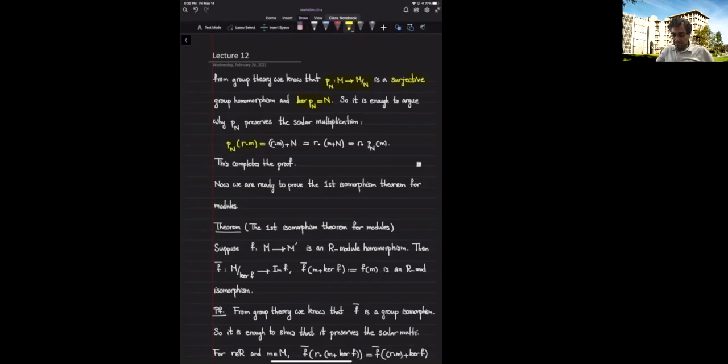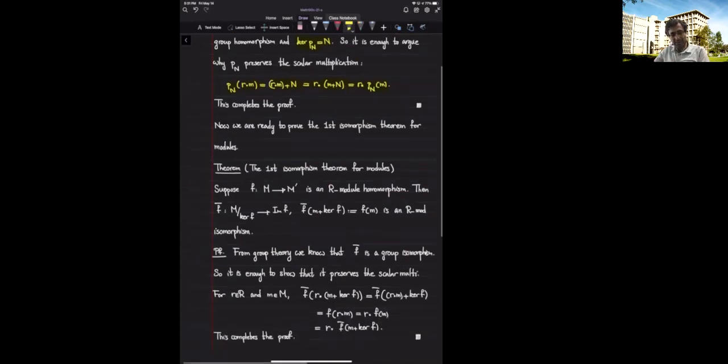What does that mean? This means I have to look at the coset that R times m represents mod n. This is how we define the scalar multiplication, that this is nothing but R times the coset that's represented by m, which is R times the natural quotient map applied to m. So that implies that p sub n is an R module homomorphism.